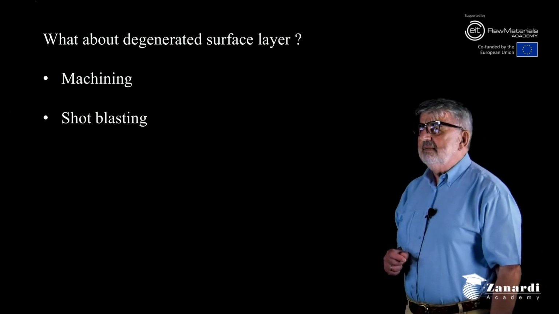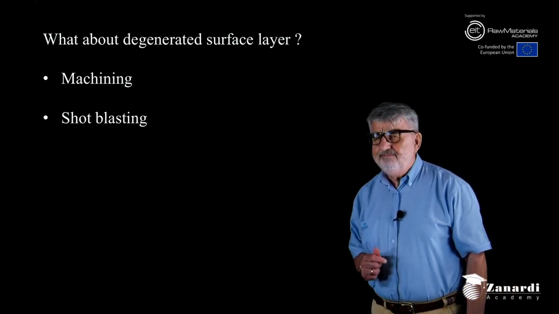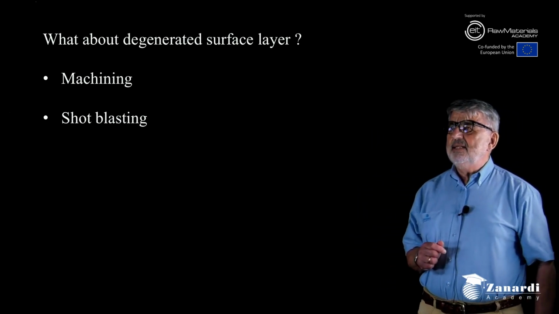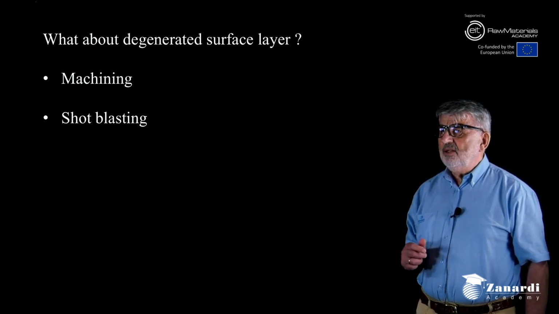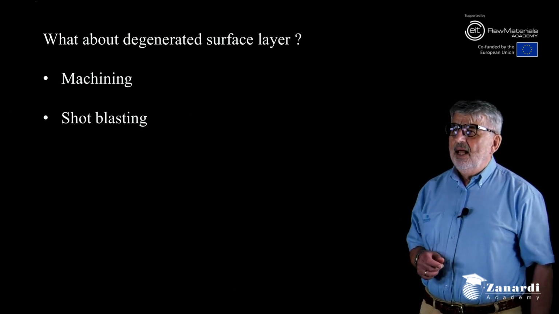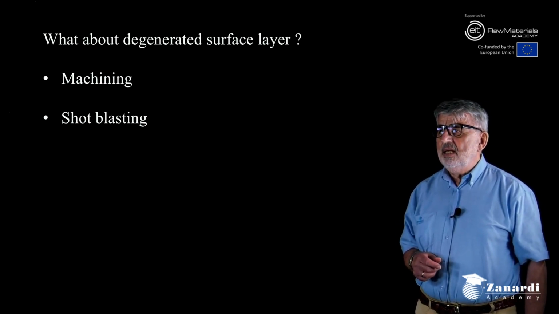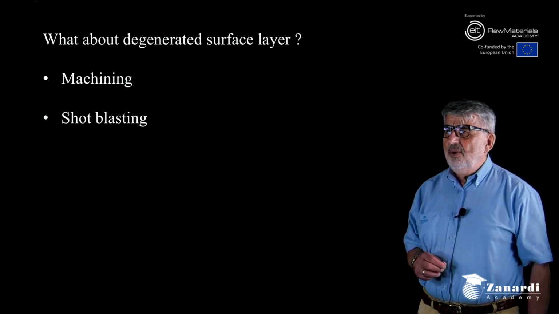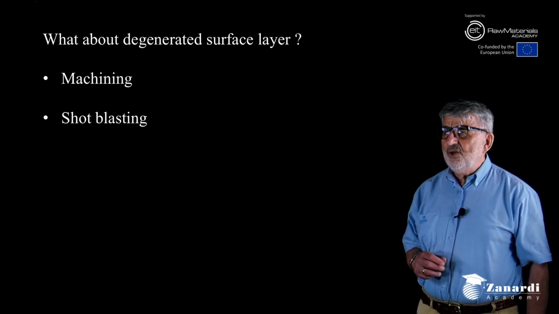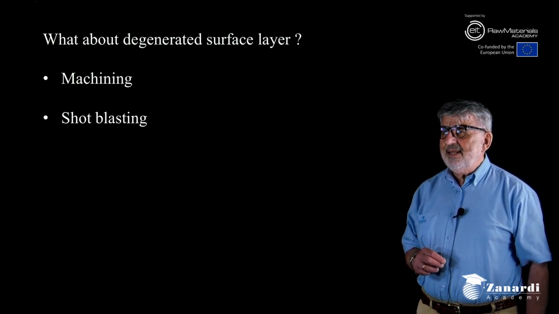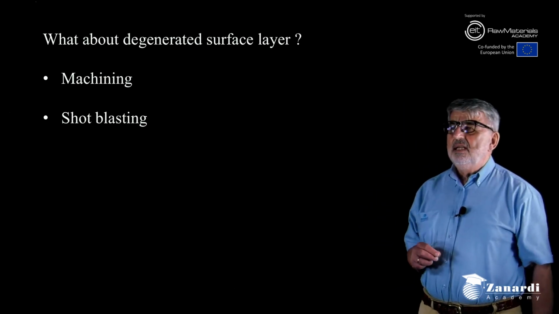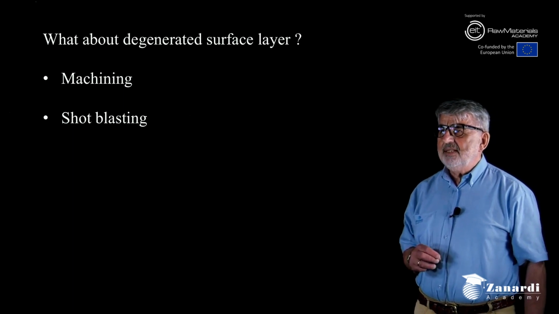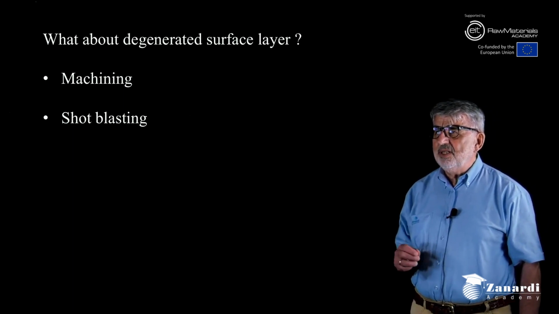And what about the degenerated surface layer? We know that castings, compared with the forgings, need to be considered as having a surface layer that is not the same as the bulk. In spheroidal graphite cast irons, this surface layer has a thickness of about 0.5 millimeters in green sand.